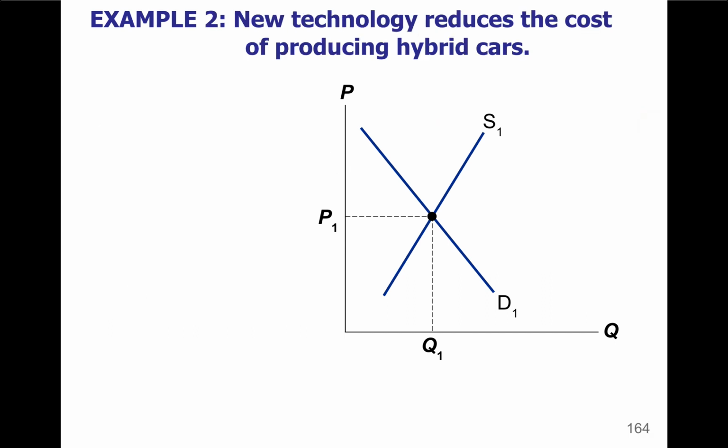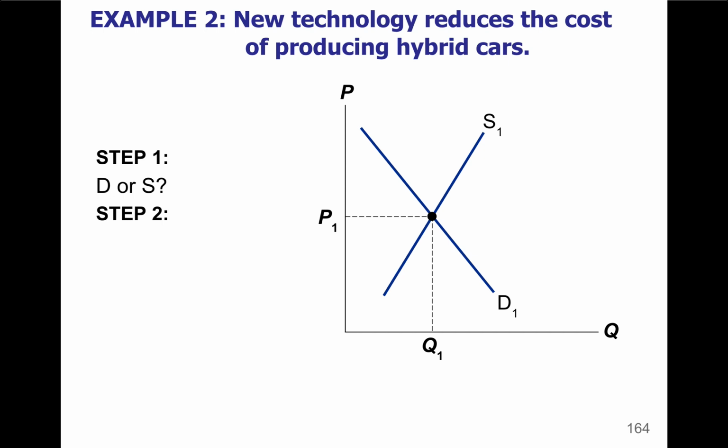All right, we're still in the same market for hybrid cars. This time I've changed the question on you. Now we have a new technology that reduces the cost of producing the hybrid car. So this is going to affect the production of hybrid cars. So is that going to be a shifter of the supply line or the demand line? Hopefully you said supply. Anything that goes into the making of a product affects the suppliers, which are producers and sellers. In this case, technology is a direct shifter of supply.